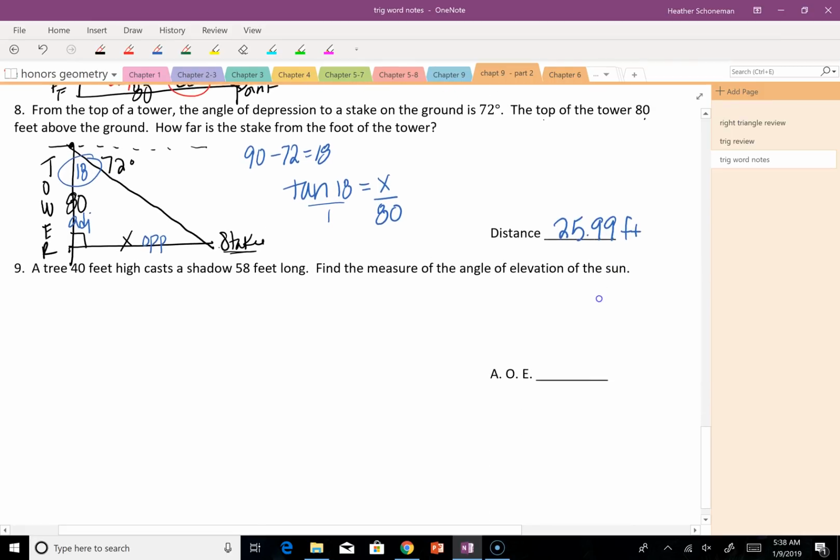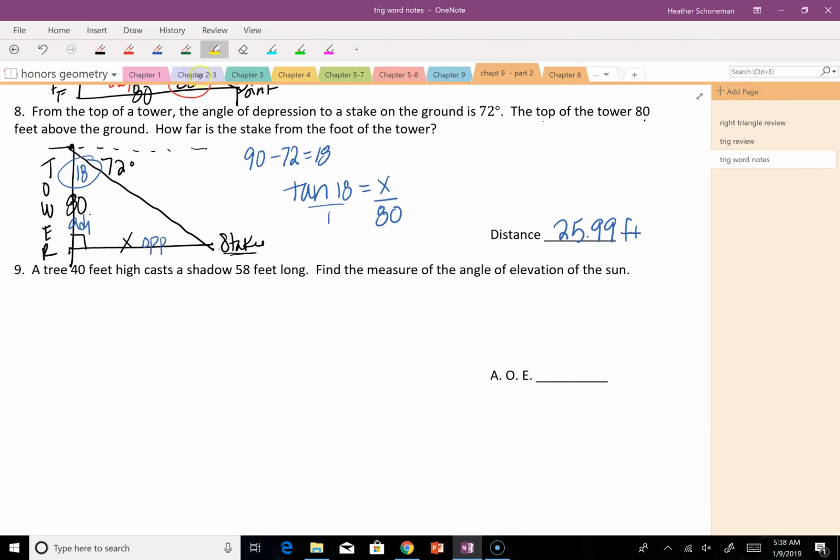Before we do the last one, I want to mention something. I said at the beginning this top line here is parallel to this bottom line here. So if they're parallel, these two angles here are alternate interior angles. If they're alternate interior, they have to be congruent, right? So the angle of depression is always going to be the same measurement as the angle of elevation. So when you go to solve, if you know this is 72, you could just write in this angle as 72 and solve that way.